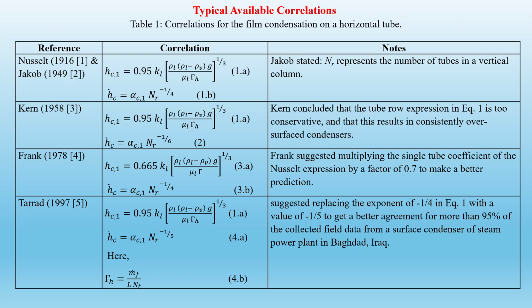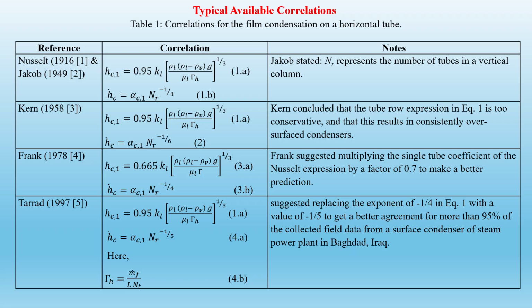Planck in 1978 suggested multiplying the single tube coefficient as presented in equation 1a by Nusselt by a factor of 0.7, and using nr to power minus quarter is similar to that of Jacob. And this suggestion was based on experience and practical experimental data available for condensation process.